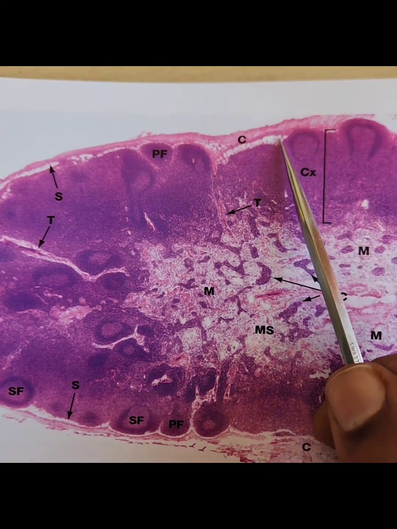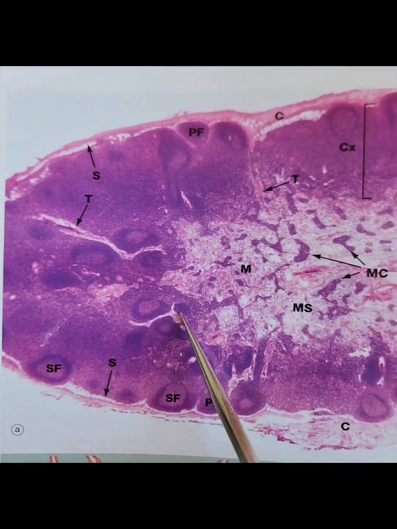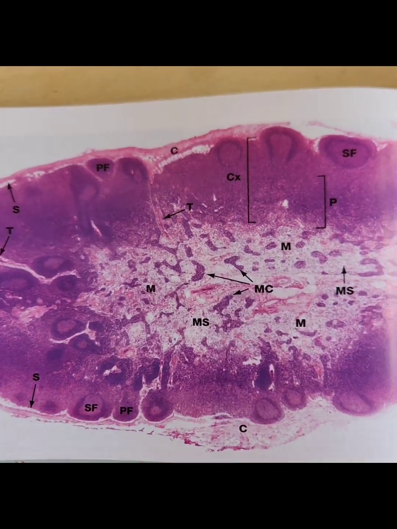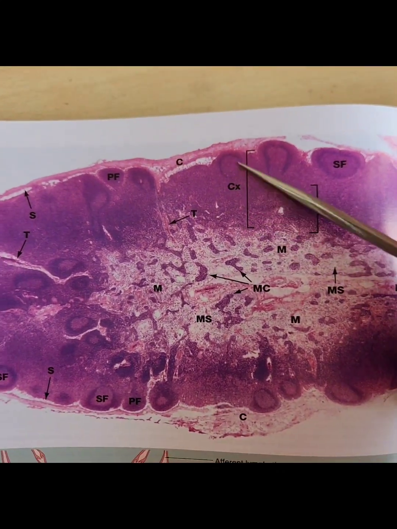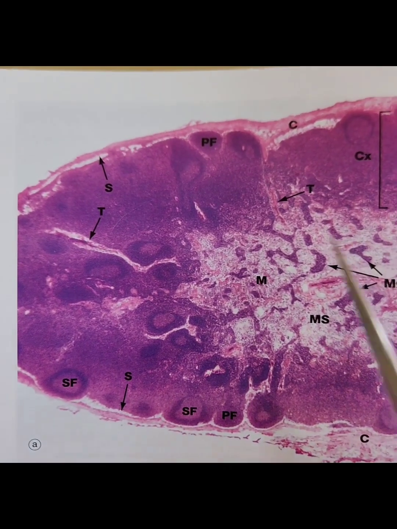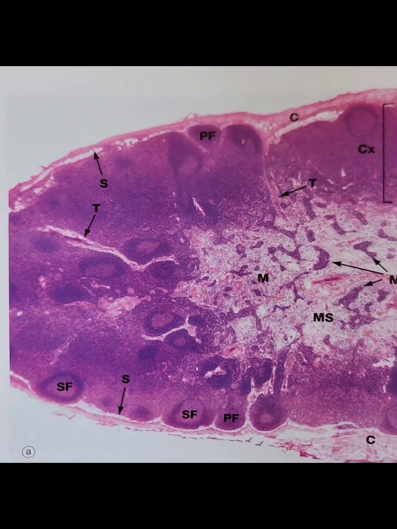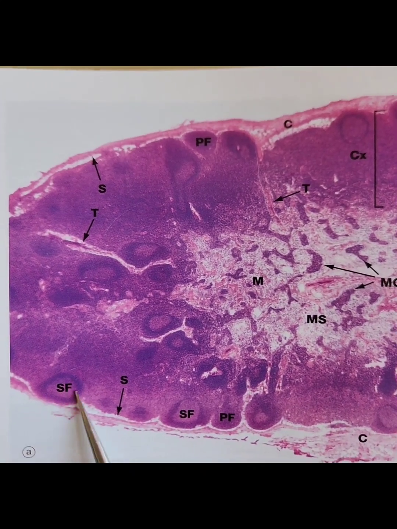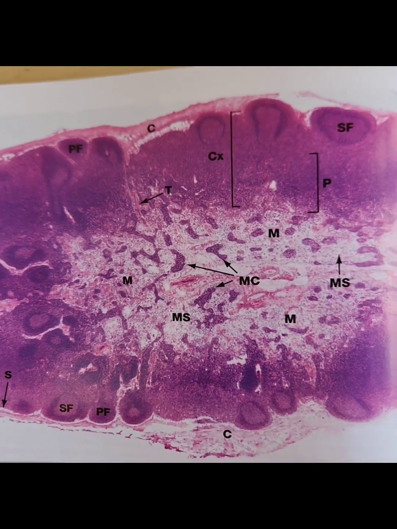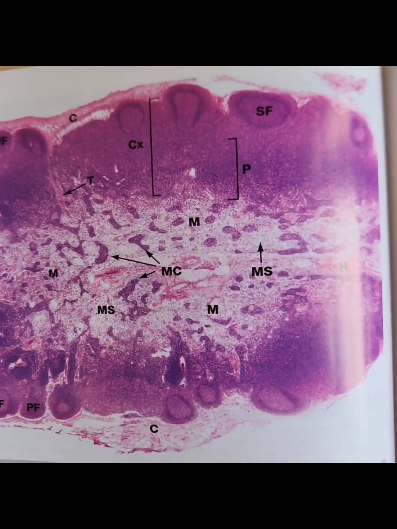This is the subcapsular space. These are paratrabecular spaces or sinuses, and these clear spaces are medullary sinuses. Cortex has lymphatic follicles or lymphatic nodules. It has primary follicles and secondary follicles. Secondary follicles have centrally pale staining germinal centers. In the medulla, we find medullary cords and medullary sinuses.